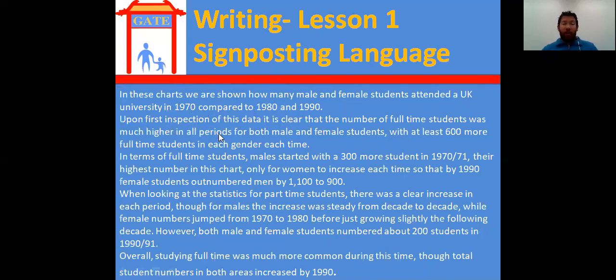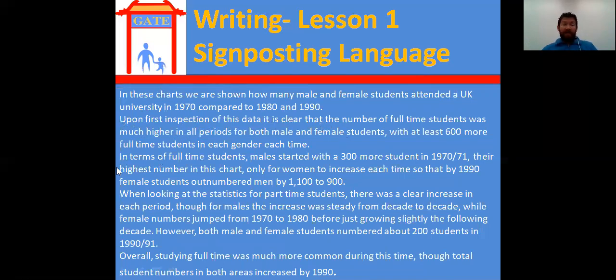Much higher in all periods. That's kind of signposting language. It's making it very clear that it's not just one year, it's all years. But the main phrase, and this is one of many phrases you can use, upon first inspection of this data, it is clear. Okay, so that's a phrase you could be using.